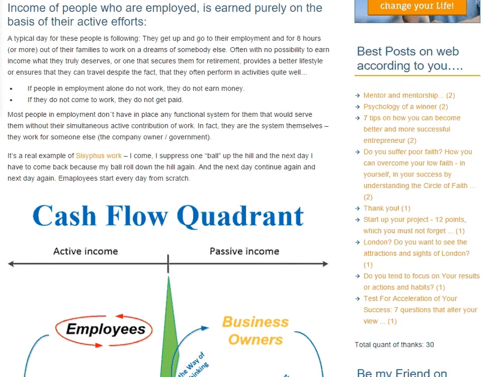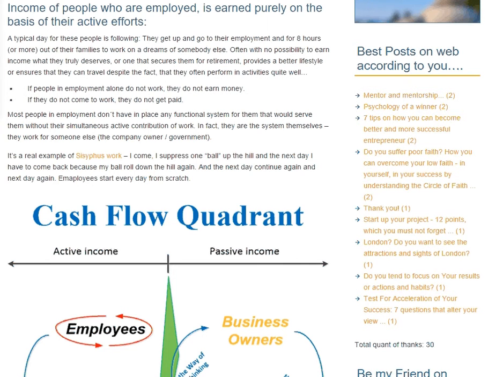If people in employment do not work, they do not earn money. If they do not come to work, they do not get paid. Most people in employment don't have in place any functional system that would serve them without their simultaneous active contribution of work. In fact, they are the system themselves. They work for someone else, the company owner or government. It's a real example of Sisyphus work.